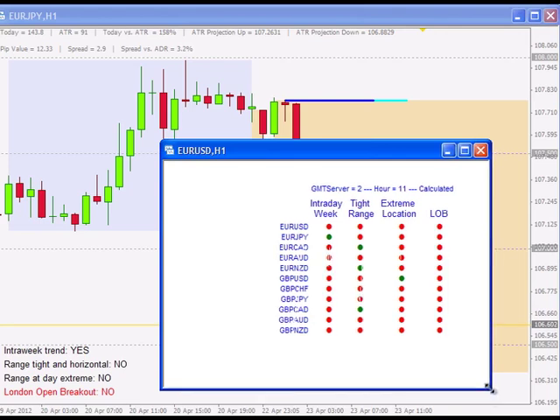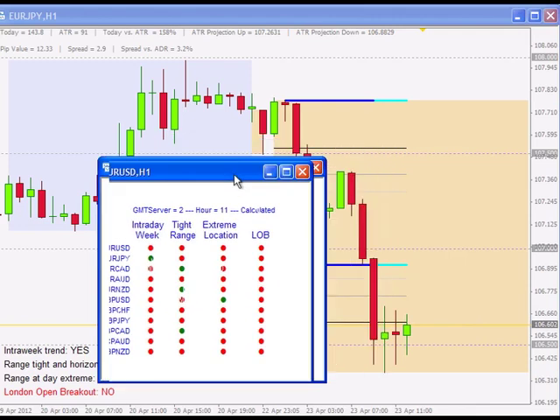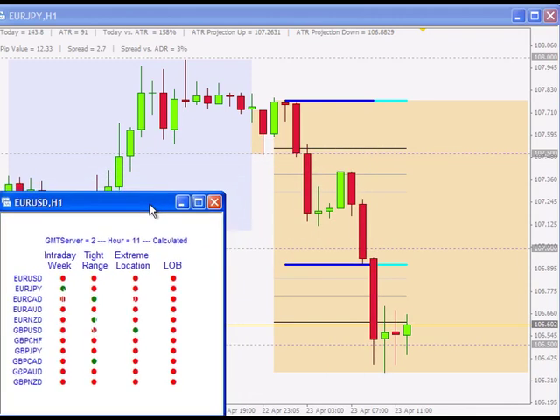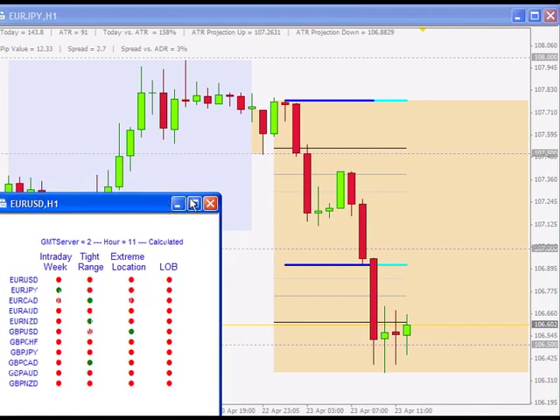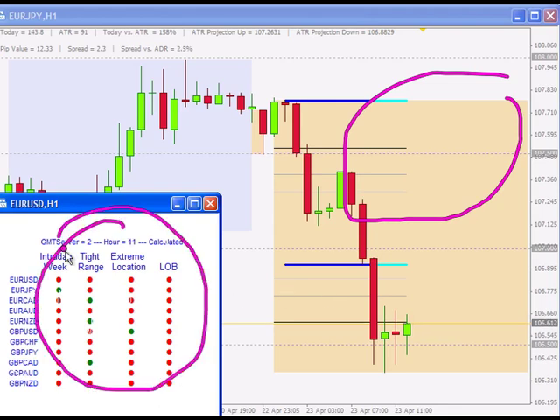Because all you have to do is minimize that scanner window, or simply push it to the corner of your MetaTrader platform, and that's it. You can use all this real estate to place your standard charts, and here in the corner you can simply leave the scanner running.